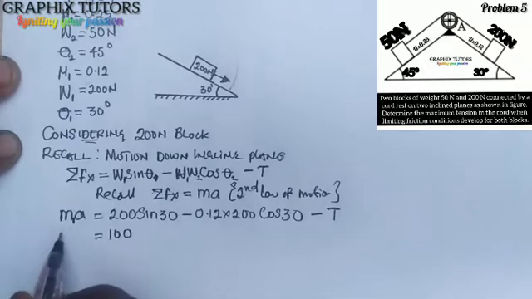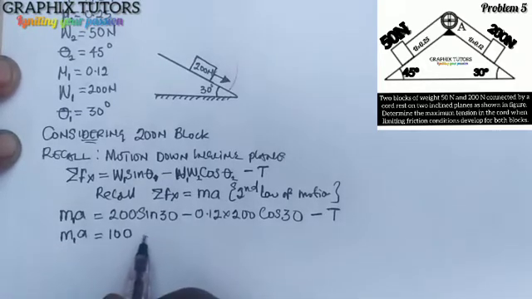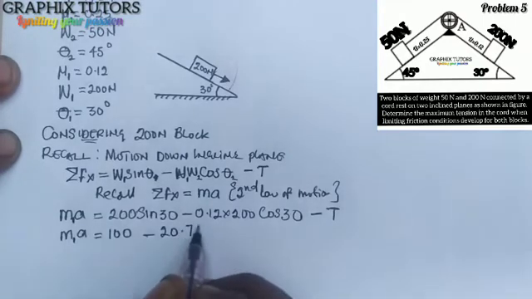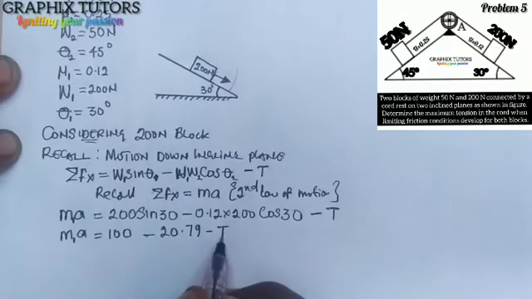And we have my mass, 1 times what? Acceleration. Minus, we have 200, that is 0.12 times 200, multiplied by what? Cos 30, is going to give us 20.785 or 20.79. So we have 20.79 minus what? Minus the tension.